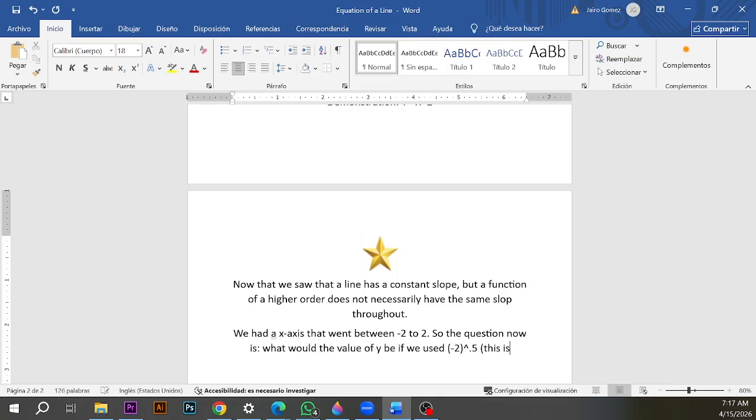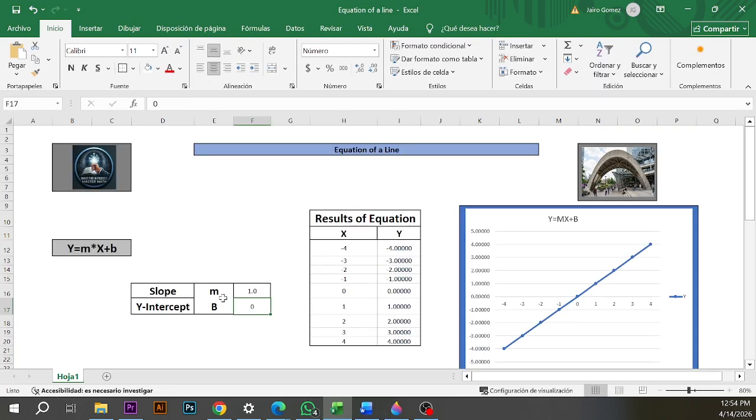This is an imaginary number, so we won't delve into it, but I'll leave it up for you to think about. And this would be for this function that we just did the demonstration on. So y equals x. And in this case, since the slope is 1, it's just y equals x.